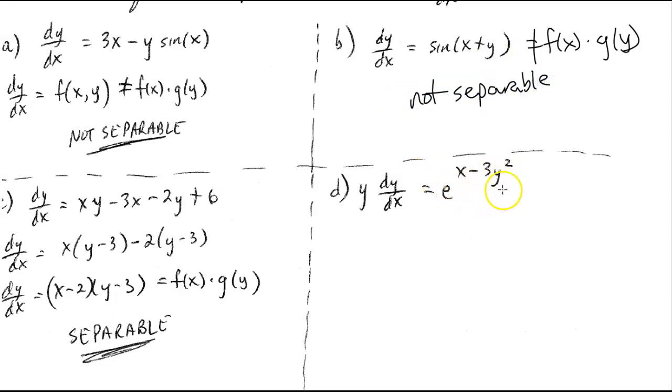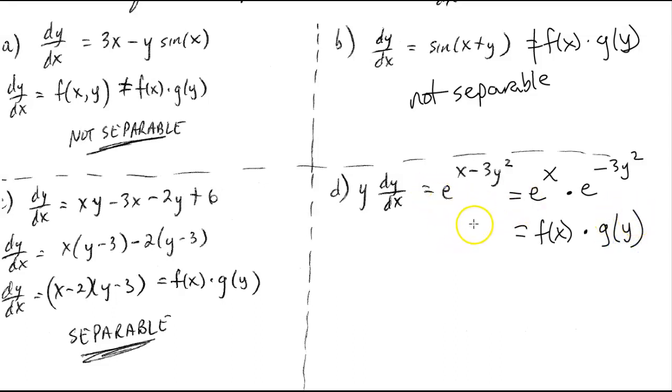Now, in this case, I could rewrite this as e raised to the x times e raised to the negative 3y squared. And thus we have a function of x times another function of y. So because of that, we know that this is actually a separable first order differential equation.